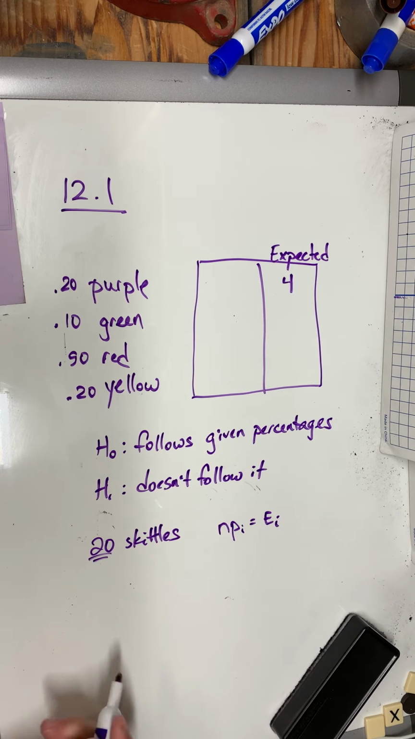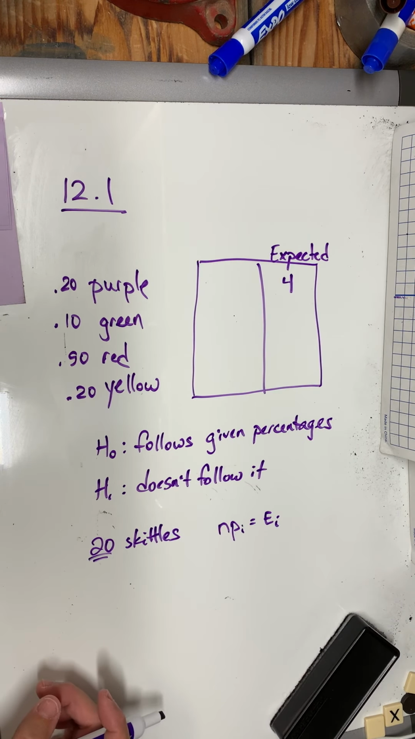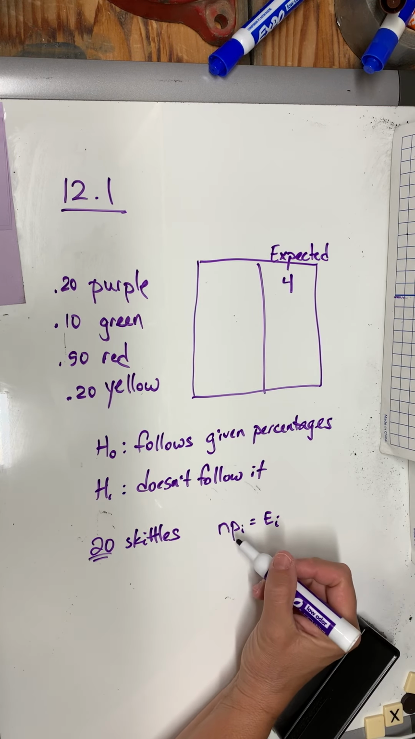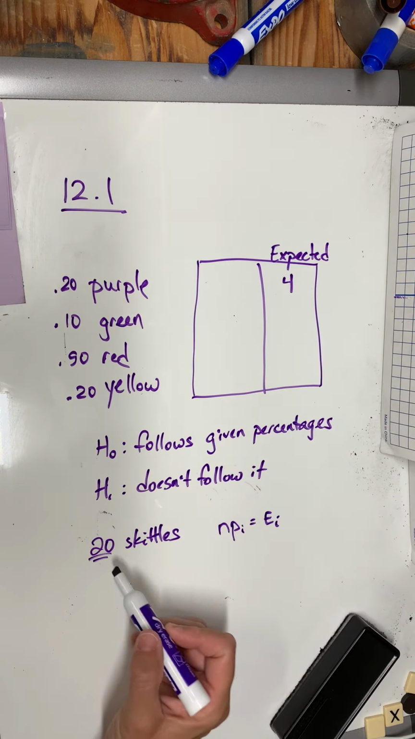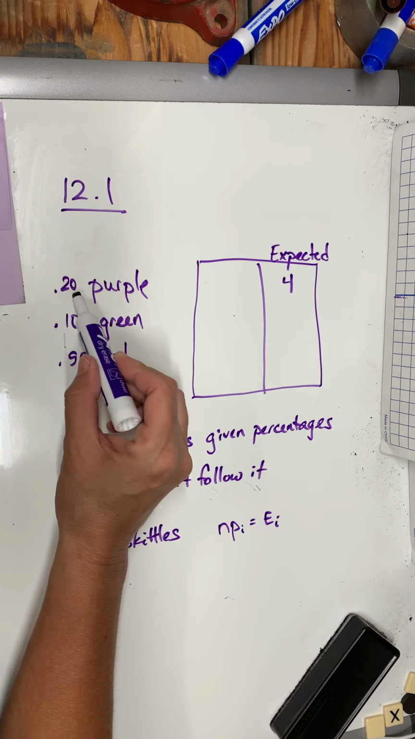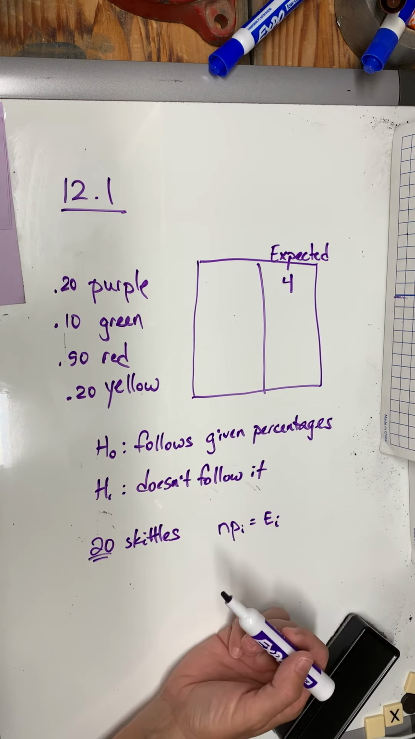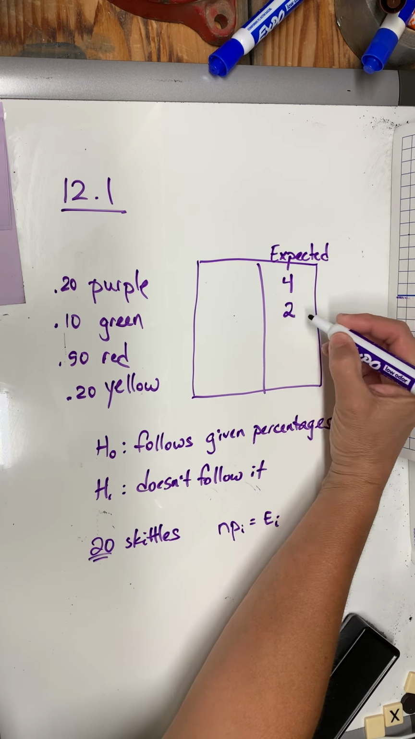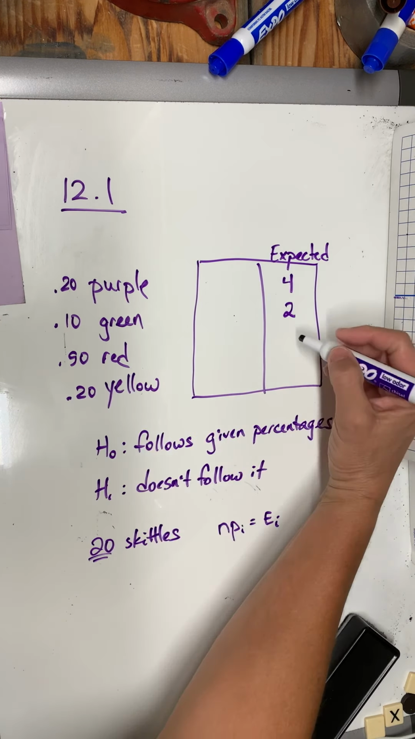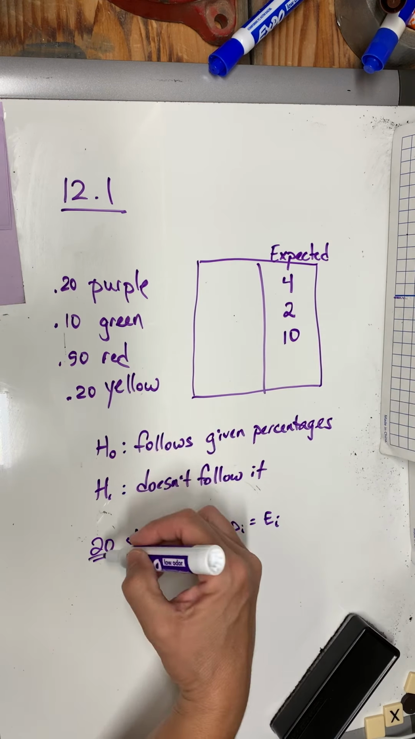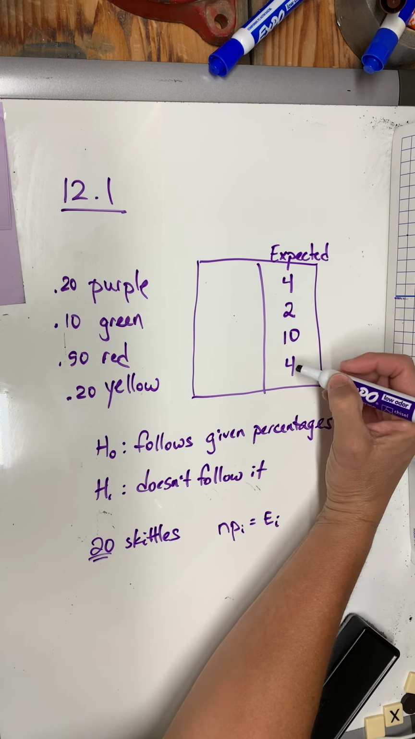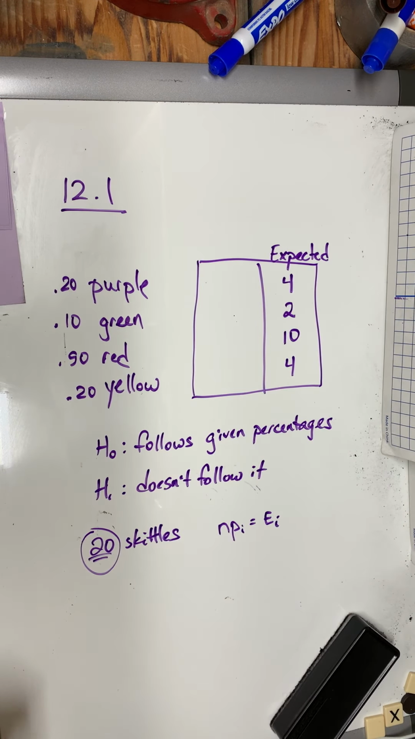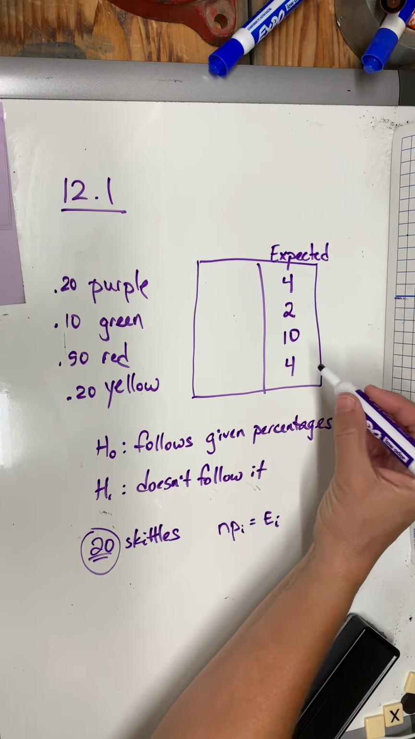This feels a little Greekish or whatever, but this is basically how you're going to figure out each of these expected amounts. Out of 20 Skittles, if I should have 20% purple, that would be 4 as my expectation. I should have 10% green, so that would be 2. I should have 50% red, so that would be 10. I should have 20% yellow, that would be 4. This should add up to the original 20, which it does. So this is my expected amount.